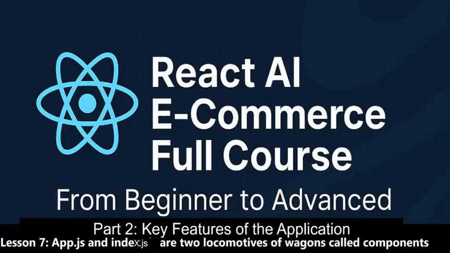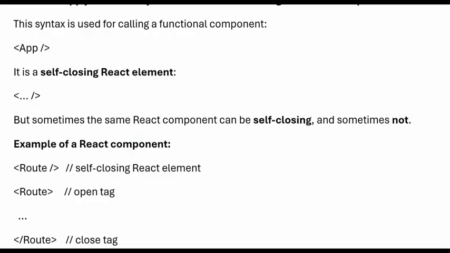Part 2, key features of the application. Lesson 7. App.js and index.js are two locomotives of a wagon called components. This syntax is used for calling a functional component, App. It is a self-closing React element.